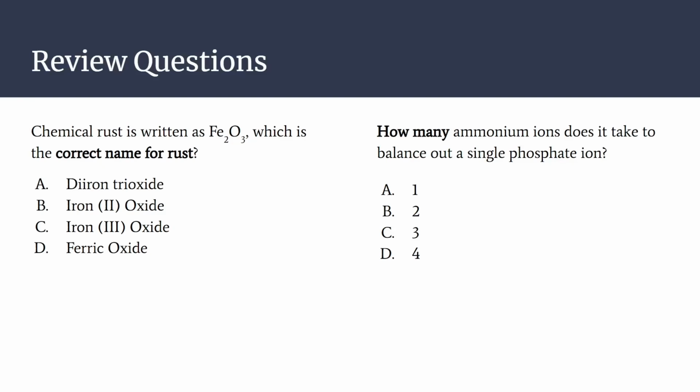Next question. How many ammonium ions does it take to balance out a single phosphate ion? Pause. The answer is C. Ammonium has a +1 charge and phosphate has a -3 charge. Great job, kiddo! Now, just 2 more questions and we're done with this thing.